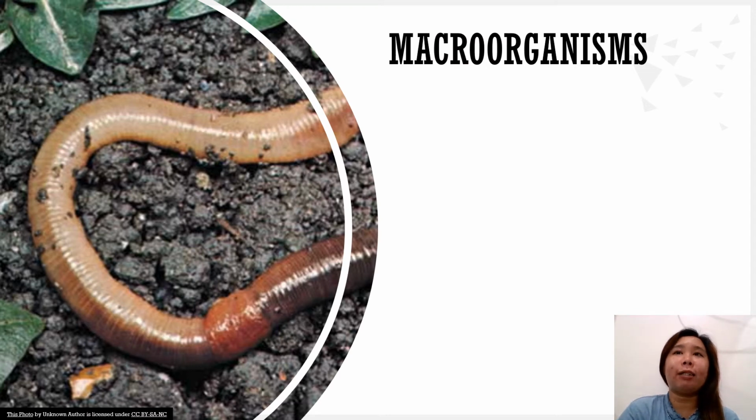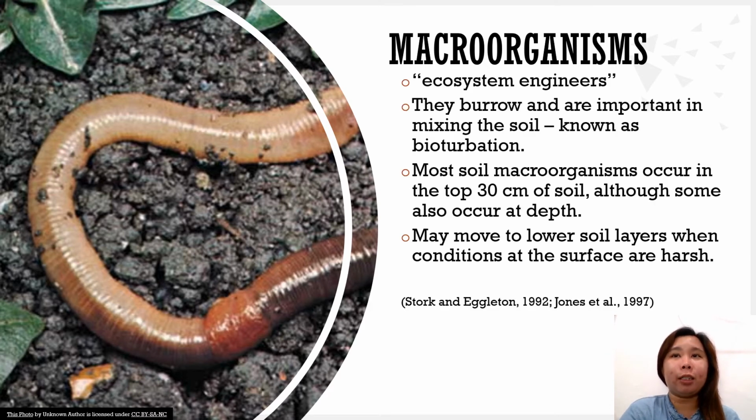Macroorganisms are called ecosystem engineers because they burrow and are important in mixing the soil, and this process is known as bioturbation. Most soil macroorganisms occur in the top 30 centimeters of soil, although some also occur at depth. These organisms may move to lower soil layers when conditions at the surface are harsh.